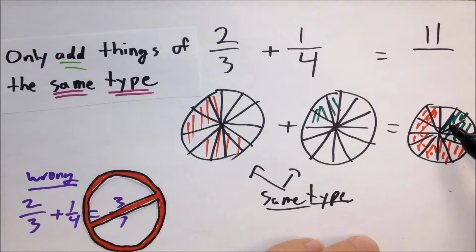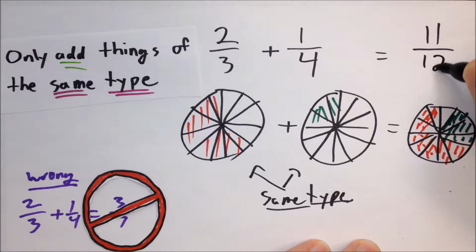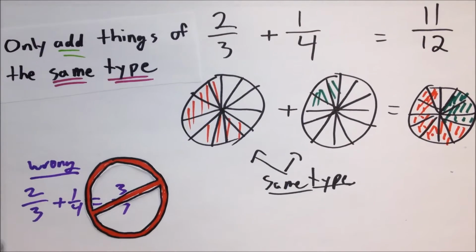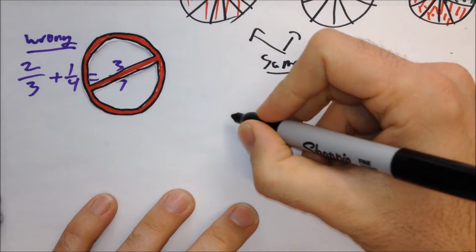And then what type are the pieces? The pieces are of the type 1/12, because there are 12 pieces altogether. Now, we could have done this using common denominators. Using a common denominator, the problem would look something like this.